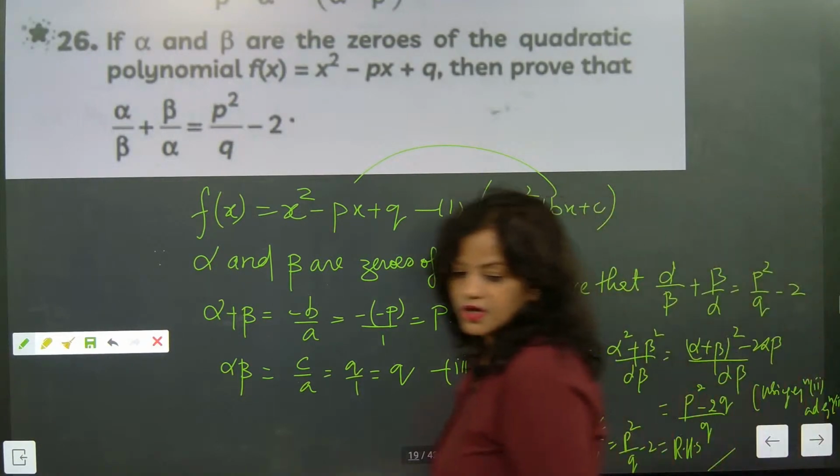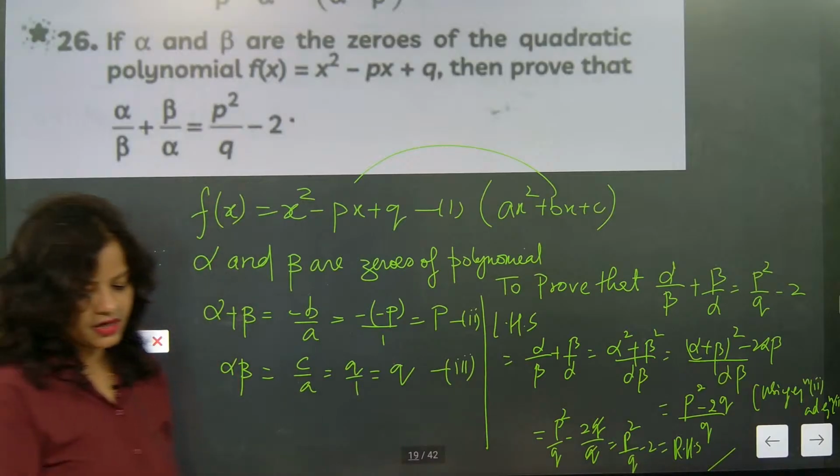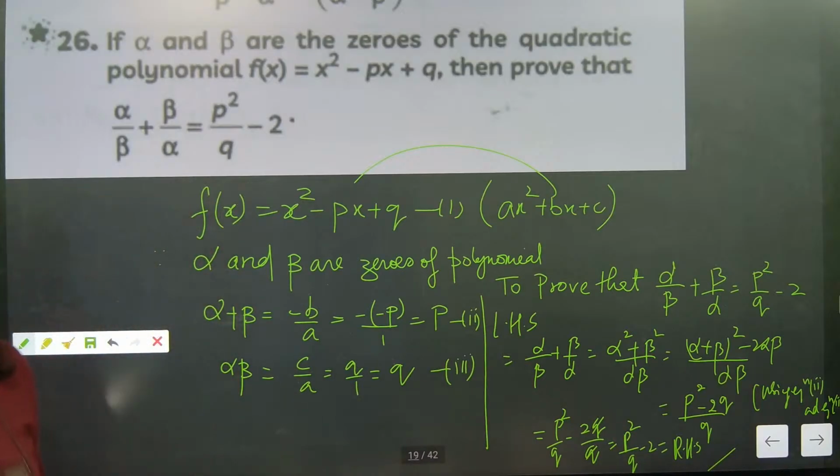Now this is understood. So when you write like this, nobody will be able to cut your score.